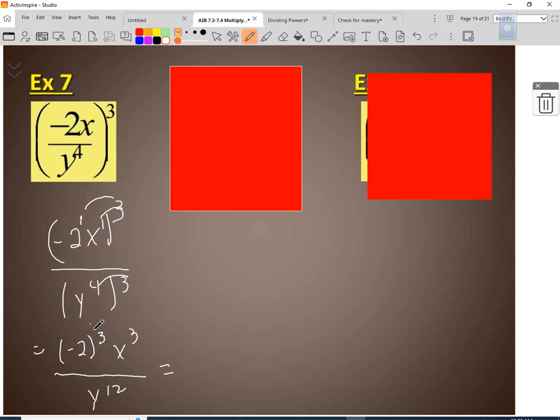So on our calculator, we're going to do 2, the negative button, y to the x, 3, and equals. Yes, you should get a negative 8, and then we just keep the x cubed and keep the y to the 12th.